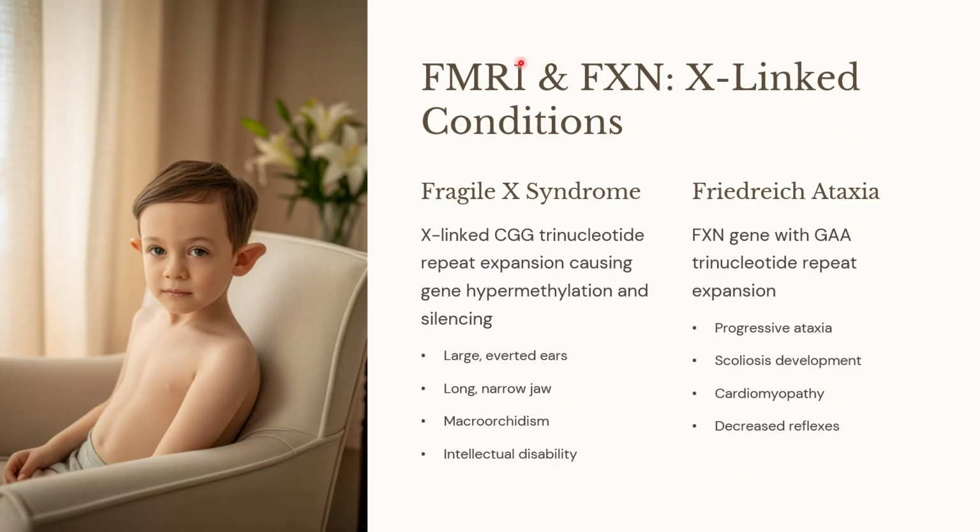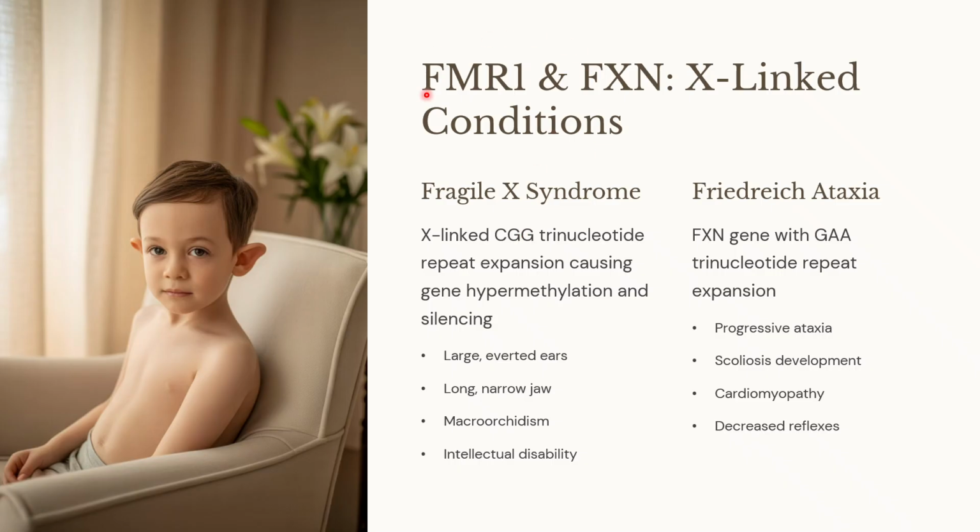What about FMR1 and FXN? FMR1, the problem will result in fragile X syndrome. Fragile X syndrome is an X-linked disorder because of trinucleotide repeats. What is the trinucleotide that is repeating? It is the CGG trinucleotide repeating. When this repeat happens, it will result in gene hypermethylation and silencing. Because of this, they have a typical clinical presentation of large everted ears, long narrow chin, macroorchidism, and intellectual disability.